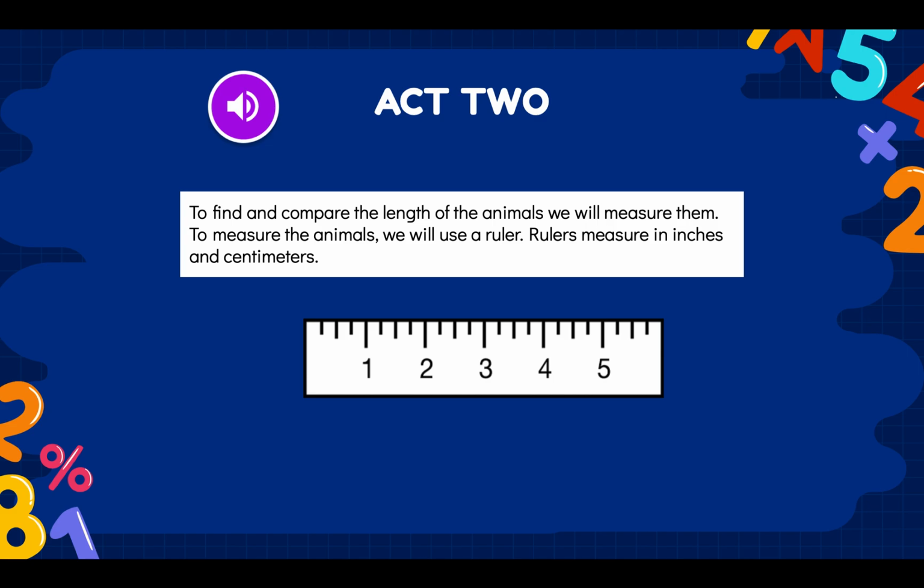So, if we want to find out if one item is bigger or smaller than another, like our bunny and our bear, there are many tools we can use to figure this out. Today, we are going to find and compare the length of the animals by measuring them. And we will do this by using a ruler, like the one below. So what does a ruler do? It tells you how big or how small an object is in inches or centimeters.